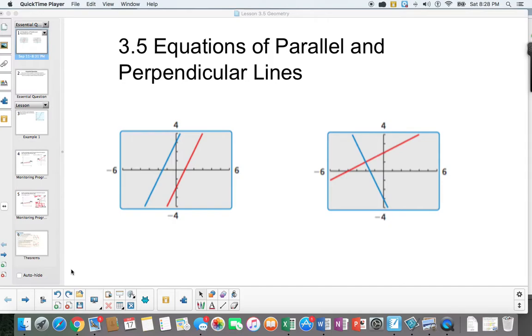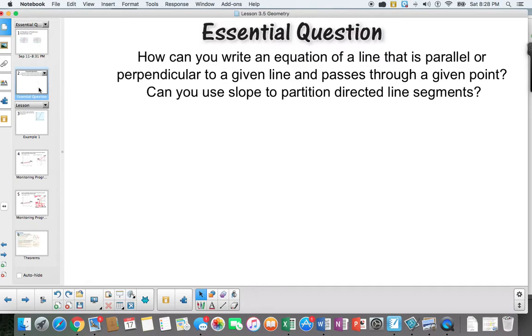Lesson 3.5, Equations of Parallel and Perpendicular Lines. Essential question: how can you write an equation of a line that is parallel or perpendicular to a given line and passes through a given point? Can you use slope to partition directed line segments?